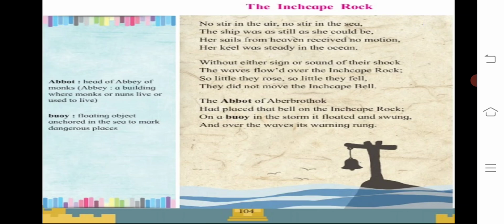At left side, the vocabulary. Abbot: head of an abbey of monks; abbey: a building where monks or nuns live or used to live. Aberbrothok was the abbot of them. Buoy: a floating object anchored in the sea to mark dangerous places. So see this: on a buoy in the storm, it floated and swung, and over the waves its warning rung.